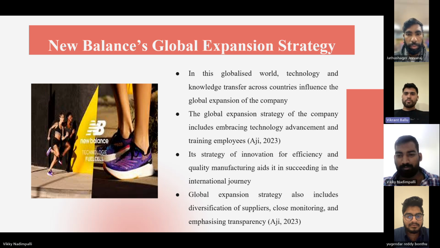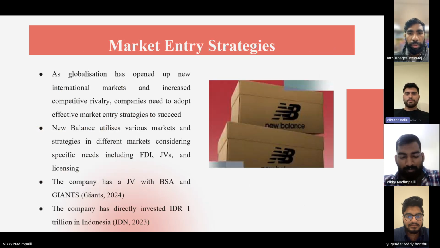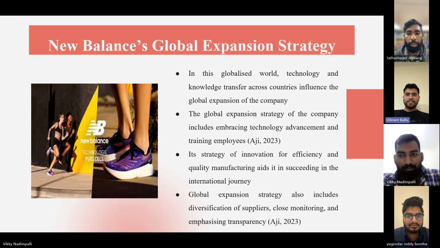Sorry, I'm going to talk about digital and e-commerce integration. In this slide, with globalization, technology and technology transfer across countries influence the global expansion of the company. That influences other people to choose the products of this company, and it offers mobile apps and a personalized shopping experience to people who love to use this application on their personal devices like mobile phones or smartwatches.